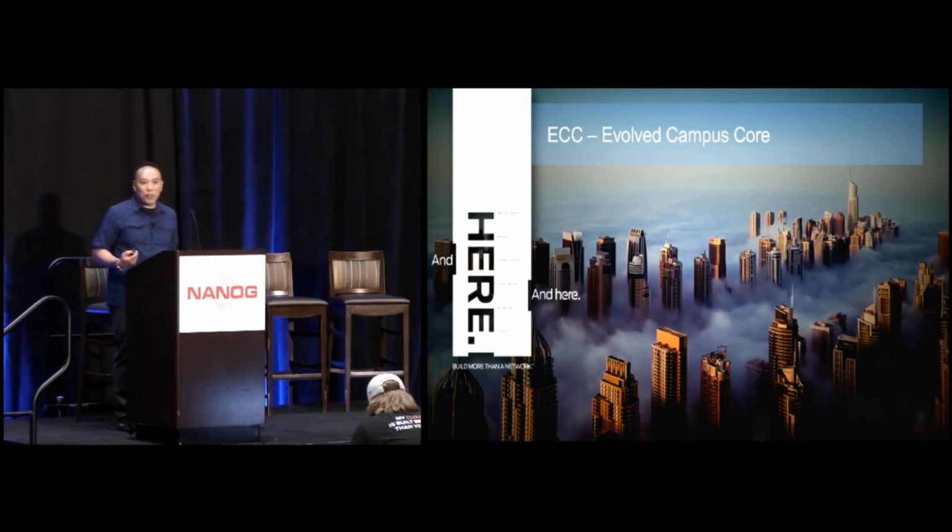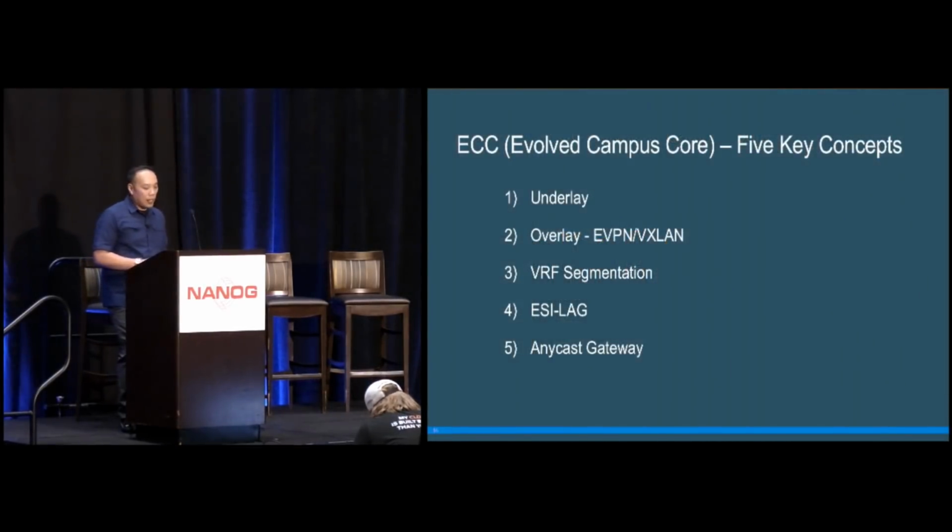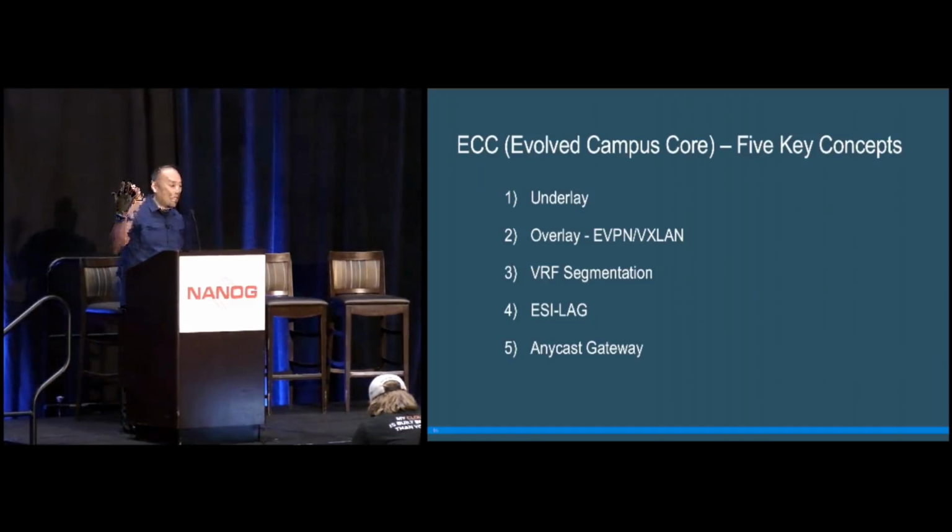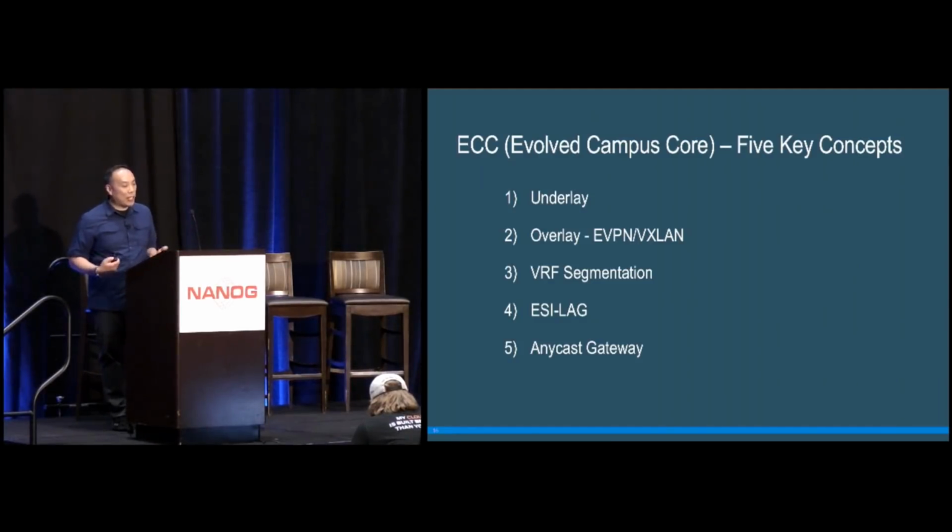Now that hopefully I've convinced you why EVPN in the core of a campus makes sense, let's get into some details. Here are the 5 key concepts of ECC: Underlay, Overlay, EVPN VXLAN segmentation, ESI lag, and Anycast Gateway. These are the 5 key concepts that I want to make sure everyone in the audience today understands about ECC architecture.